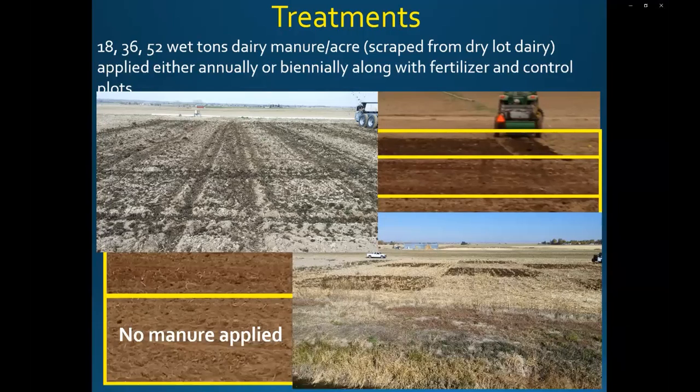Just to give you an idea of what the high manure treatment looks like, this is what it looks like in different situations. People see 52 tons of wet manure, and they think that we're piling the manure on, but actually you can really still see the soil even at that application rate. So these rates were basically picked based on the highest rate being what producers might typically apply in our region, all the way down to a very low rate, which would also require the use of supplemental inorganic fertilizer to meet crop nitrogen and sometimes phosphorus needs.